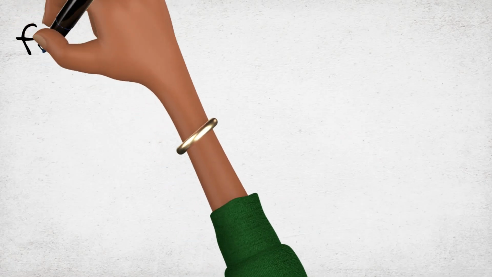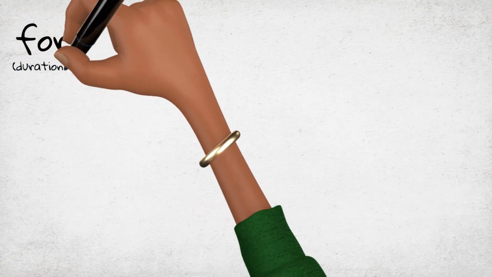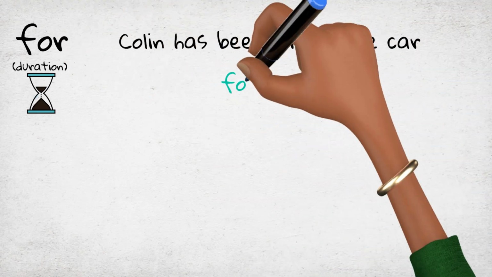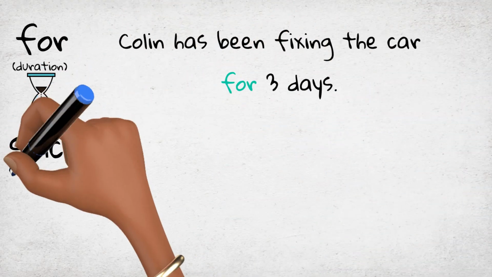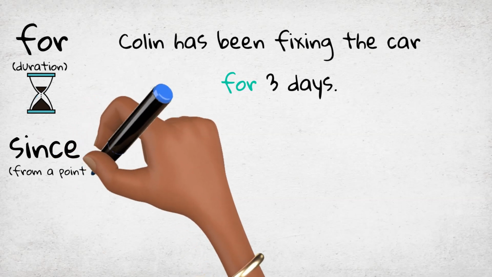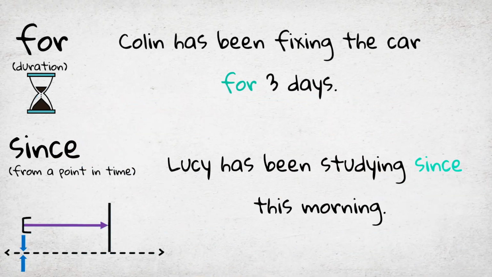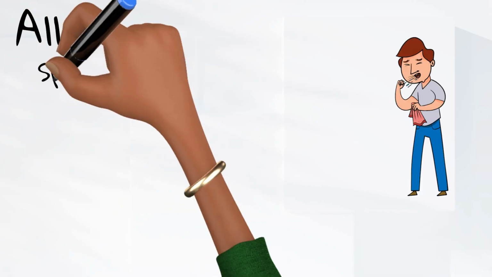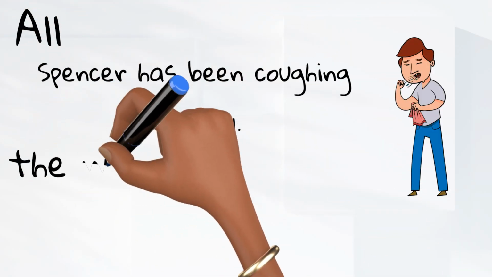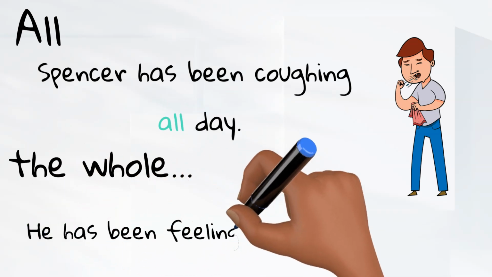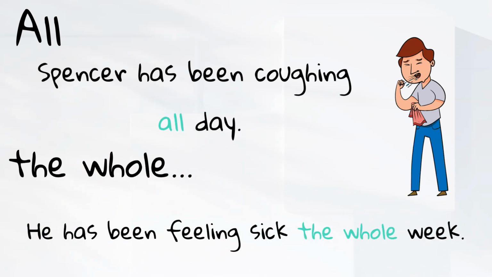Looking at, for instance, for duration, Colin has been fixing the car for 3 days. This is how long he's been fixing the car. Since, from a starting point in time, Lucy has been studying since this morning, and she is still studying as we speak. And trying all and the whole, Spencer has been coughing all day. The whole? He has been feeling sick the whole week.